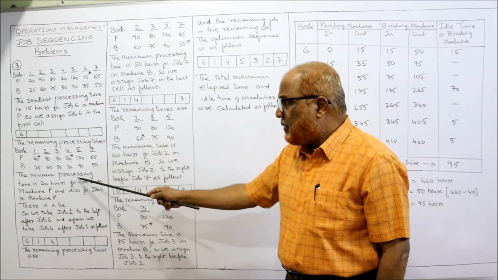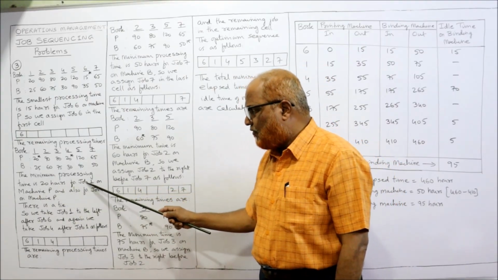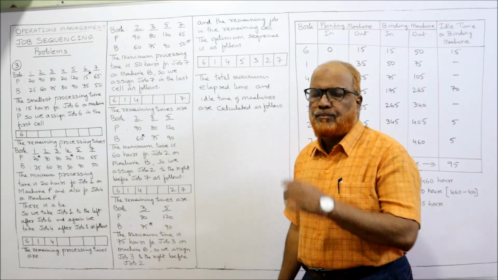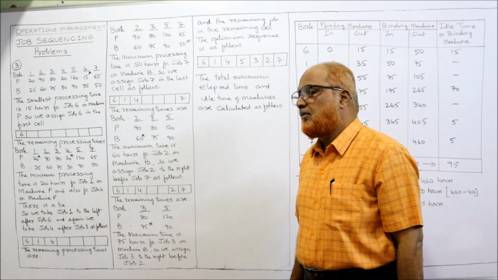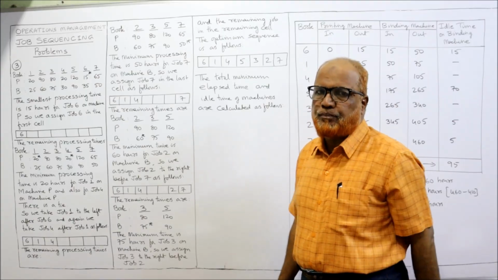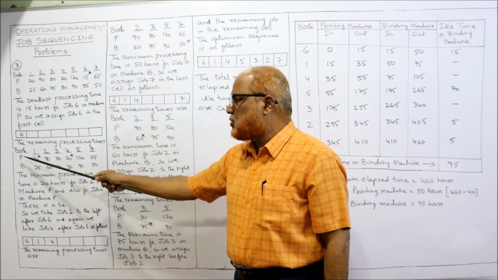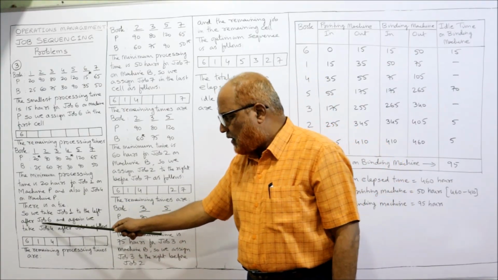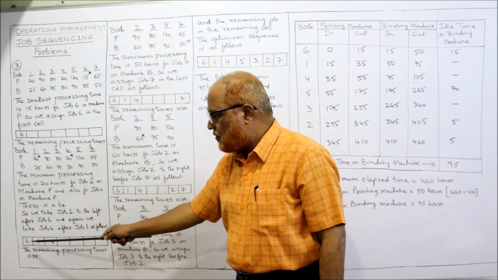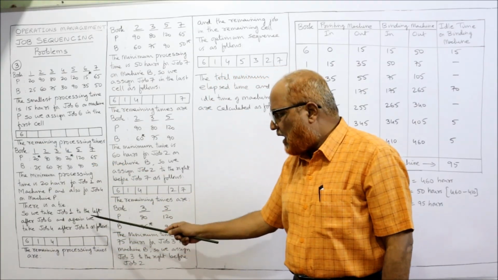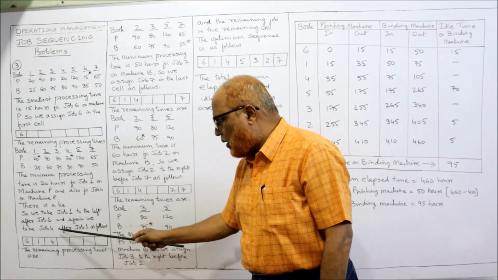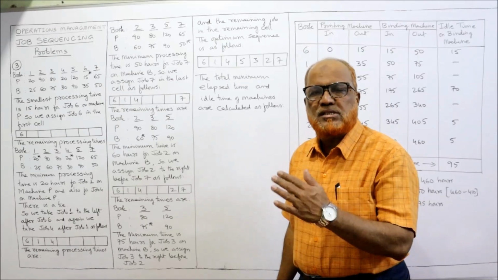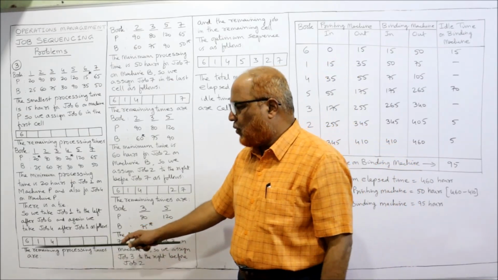So here the minimum processing time is 20 hours for job 1 on P machine and also for job 4 on P machine. So there is a tie. So we'll take job 1 to the left after 6. Then again we take job 4 after job 1. So 3 jobs we have completed: sixth job, first job and fourth job.